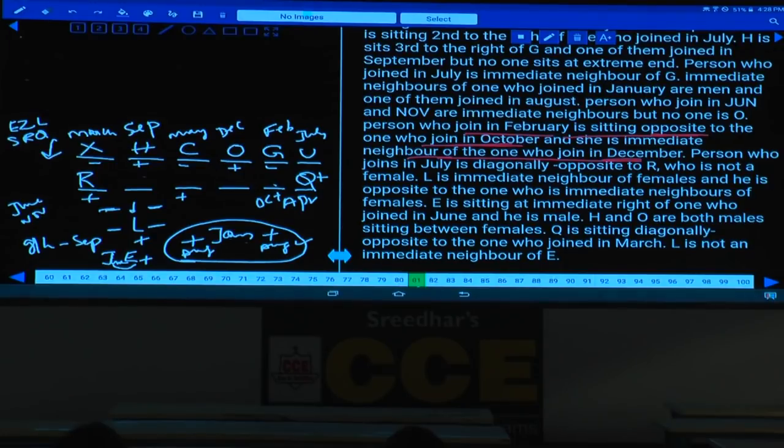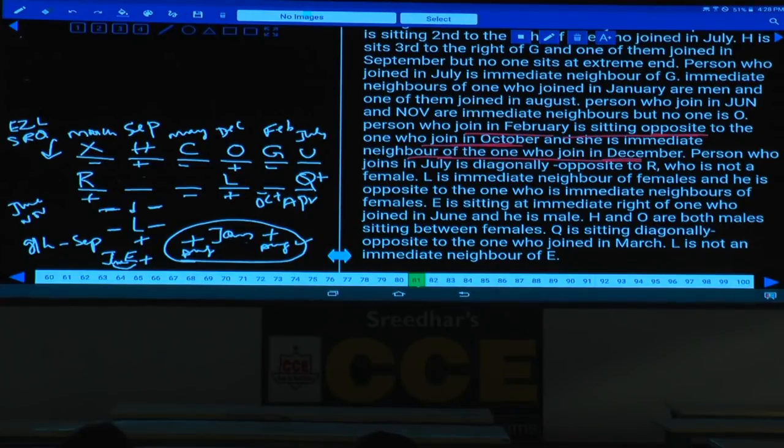Then tell me, where should this L be? L must be opposite to whom? L must be opposite to O. L is a male, isn't it? And the immediate neighbors of L are what? The immediate neighbors of L are females. Hence this person and these persons are females. And this person is a female and this person is also a female.